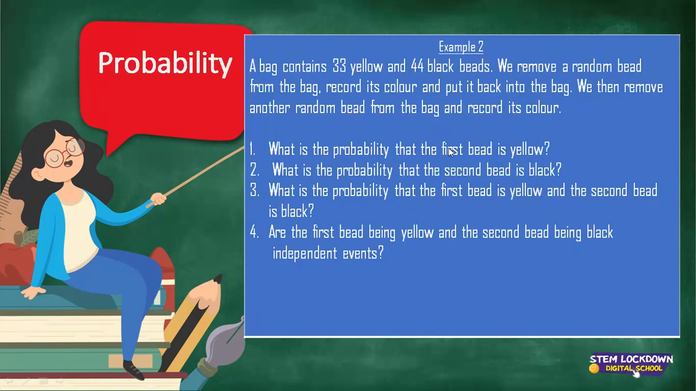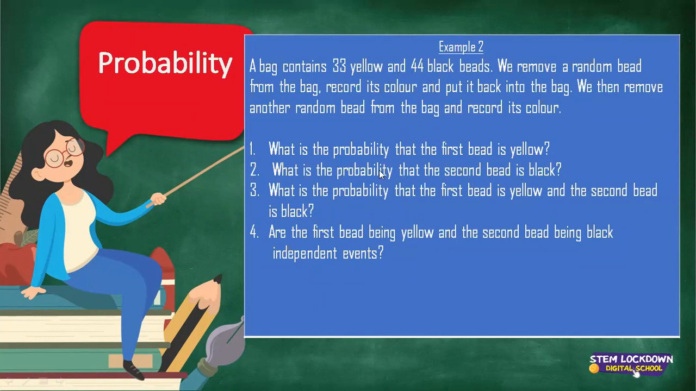What is the probability that the first bead is yellow? To do that, we first have to add these together to find the total number of beads, and the probability of being yellow will be 33 out of the total number, 77. So 33 over 77 will be our answer there, which can reduce to 3 over 7.